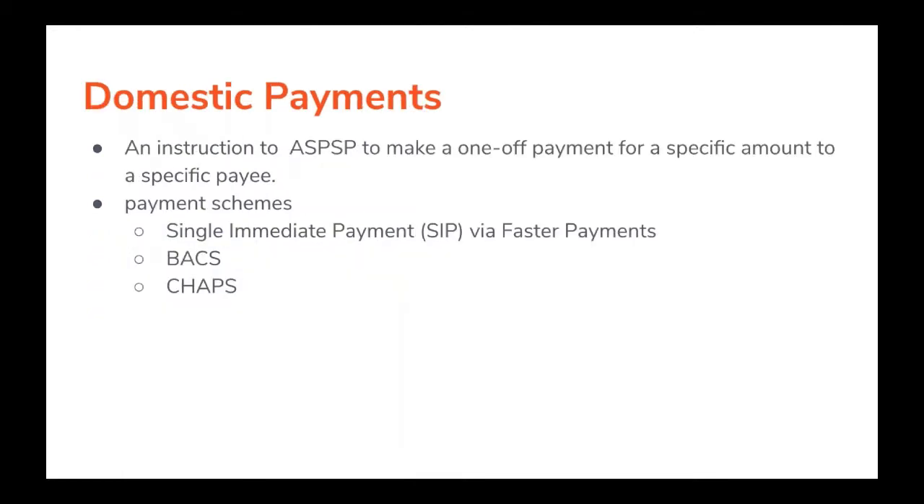The first payment type is domestic payments. These are the payments where the fund transfers happen between 2 accounts in the same country. In order to initiate a domestic payment, PISPs must either allow PSUs to specify the below minimum set of parameters or pre-populate them for the PSUs.